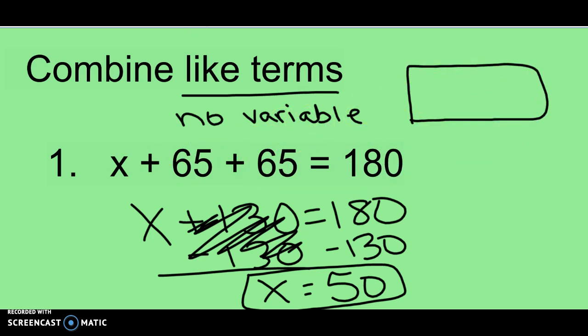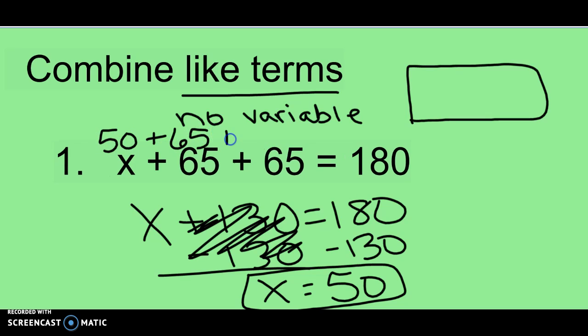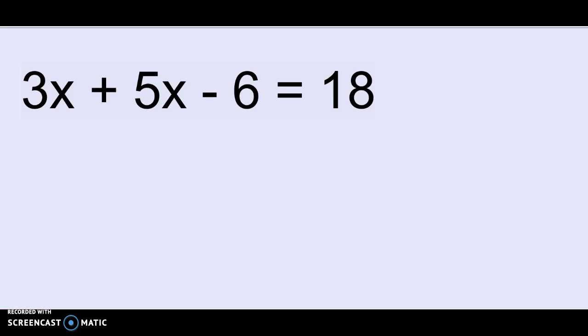I'm just going to move this out of the way. So you want to check to make sure that 50 plus 65 plus 65 is equal to 180, and it is. All right, let's try one more. Now, let's combine these like terms. These are better examples of like terms.